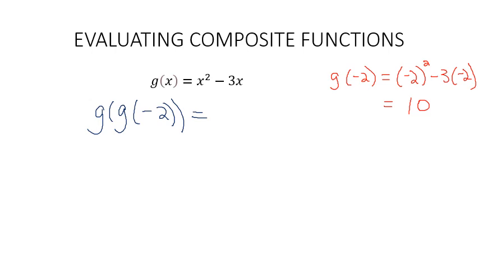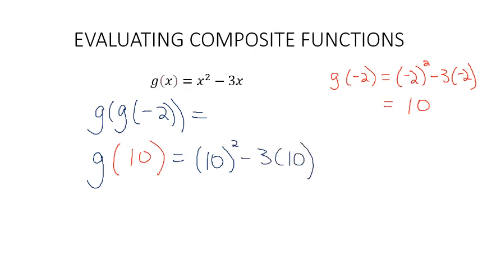Now I can take g of negative 2 and just change that to a 10, because that's what it's equal to. And so to find this answer, I need to compute g of 10, which is 10 squared minus 3 times 10. 10 squared is 100. 100 minus 30 is equal to 70. So g of 10 is 70, and g of g of negative 2 is equal to 70.